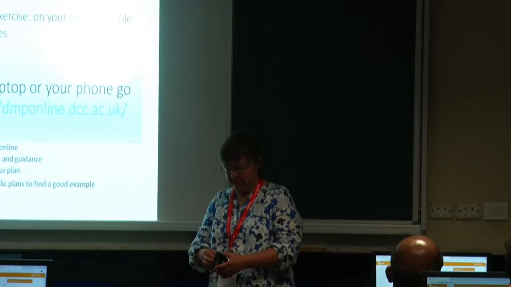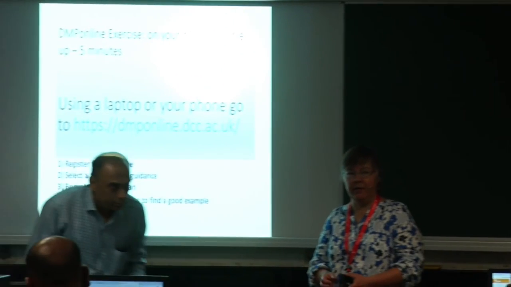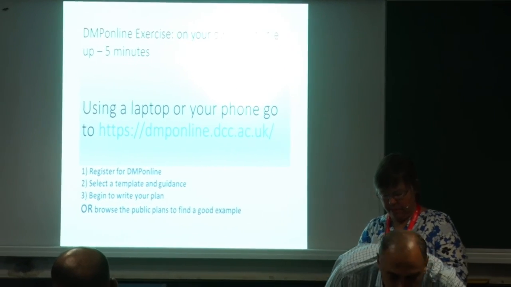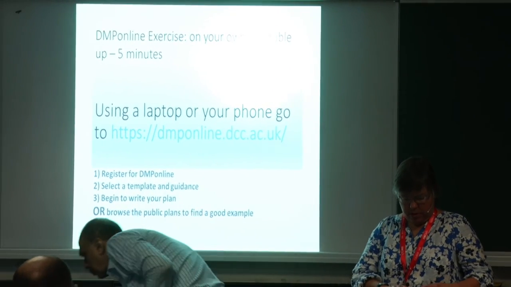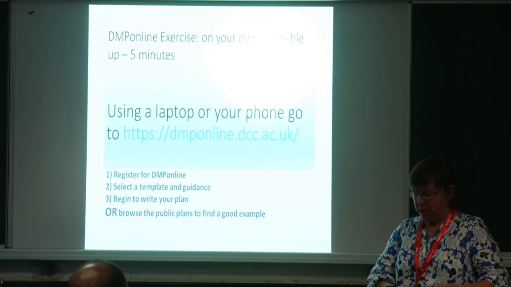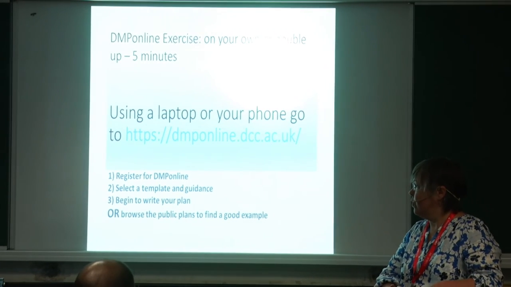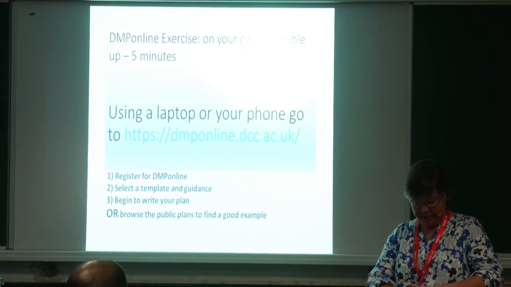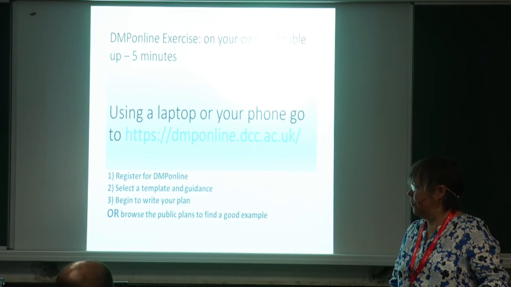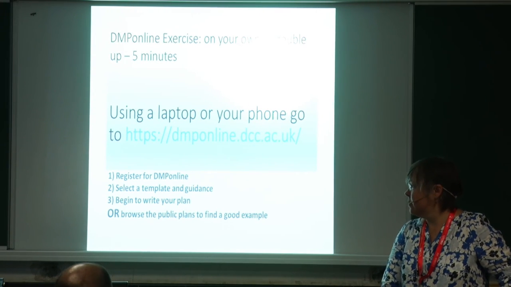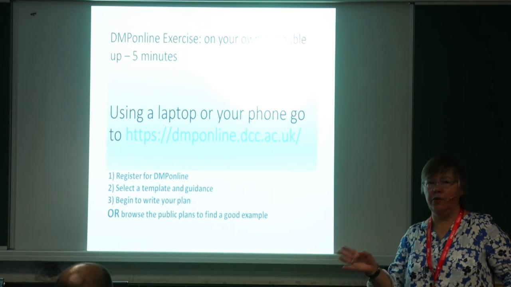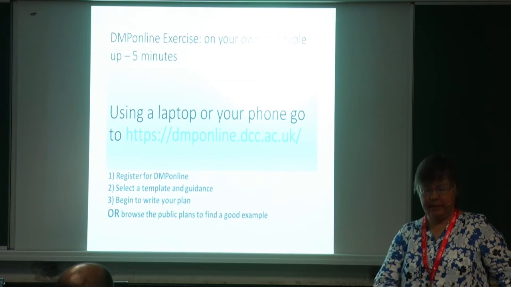So this isn't brand new anymore, so there's more examples out there for people to share. DMP Online. See if you can register an account. Hopefully it's quick and easy. And then take a look. Choose a funder template. Choose some guidance. Pretend you're writing a plan, or go look for some of the public plans.